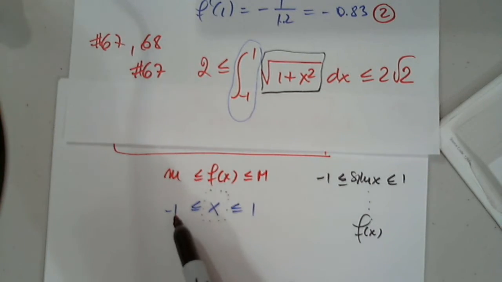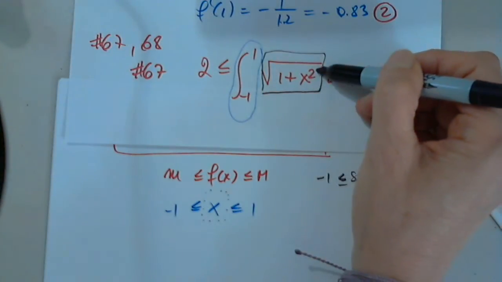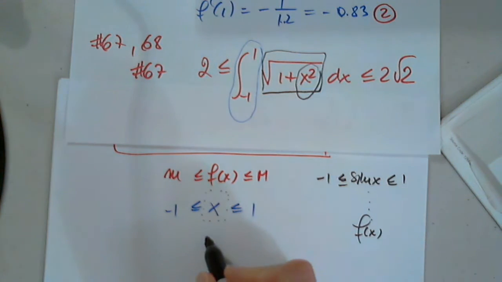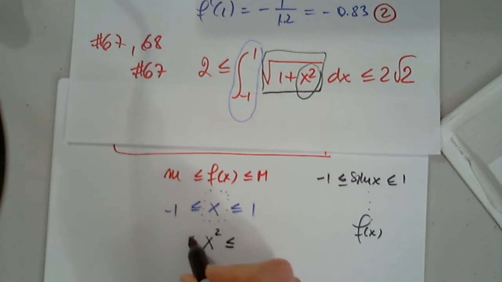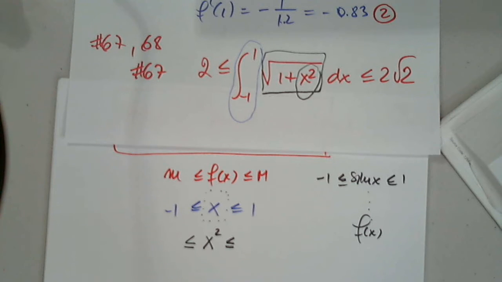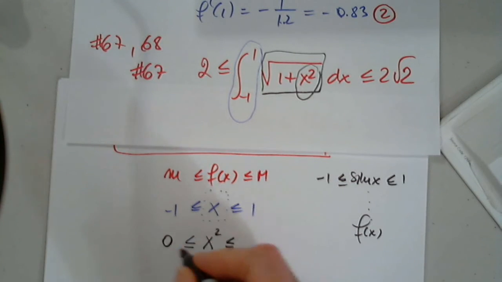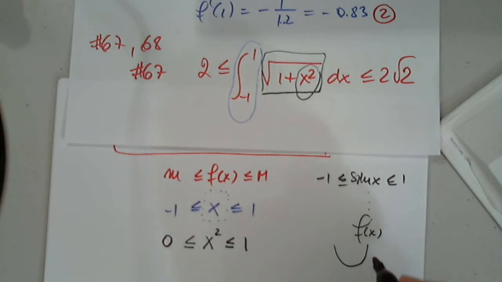If x is between -1 and 1, can anyone tell us where x squared will be? Think for a moment and tell me. What do you think about x squared? It'll always be less than 1. And what type of number? Positive. Very good. That's exactly it.